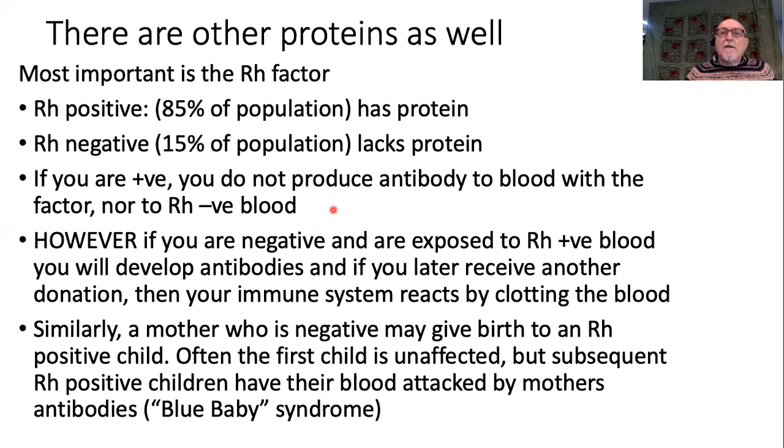But if you are RH negative and you are exposed to RH positive blood, the first time you're exposed, you wouldn't notice anything, because it takes a couple of weeks for your immune system to then produce the antibody against the RH factor. But you have that antibody forever. Your immune system will remember that forever. And if you again receive an RH positive blood donation, your immune system will react against it very, very strongly and in a very dangerous manner. It will start to cause blood clotting.